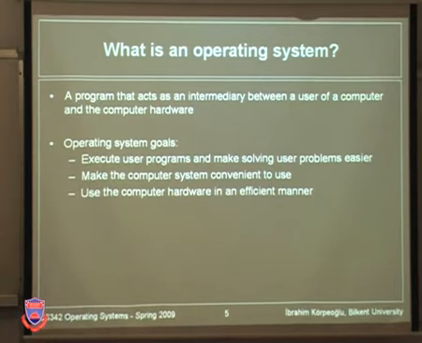So the goal of the operating system is the following. It helps you to execute user programs and makes solving user problems easier. With the operating system, it is easier to use the computer. It is very difficult to use the computer if you do not have an operating system. You never tried that. And therefore, the operating system is software that makes the computer system, the hardware, convenient to use. With that, hardware becomes friendly and easy to use.